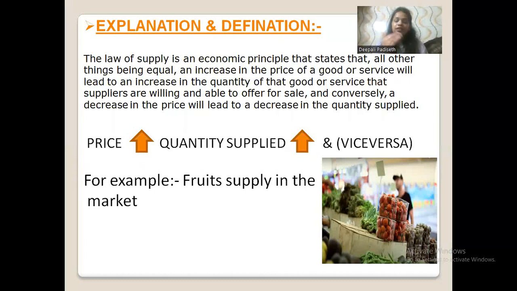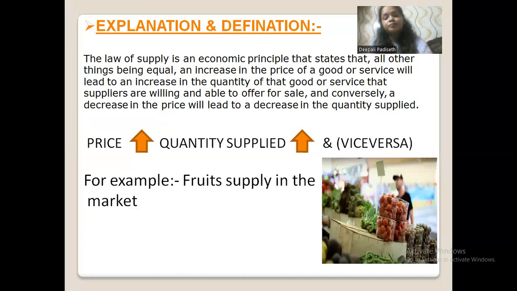And conversely, if there is a decrease in the price of goods, then it will lead to a decrease in the quantity supplied. So in short, if the prices of goods increase, then the quantity supplied of goods will also increase. And vice versa, if price decreases, then quantity supplied will also decrease.